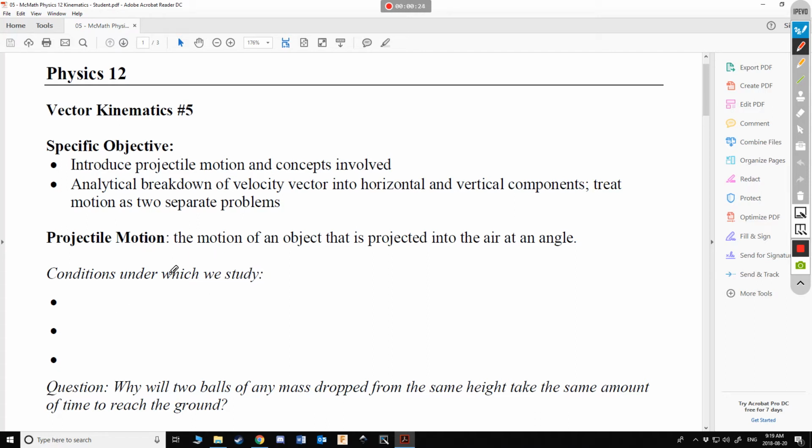So some conditions under which we study. First of all, we will be ignoring air resistance.